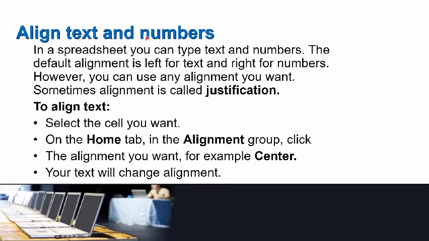Align text and numbers. In a spreadsheet, you can type text and numbers. The default alignment is left for text and right for numbers. However, you can use any alignment you want. Sometimes alignment is called justification. Here is a method to align text. Select the cell you want. On the Home tab, in the Alignment group, click the alignment you want. For example, Center. Your text will change alignment.